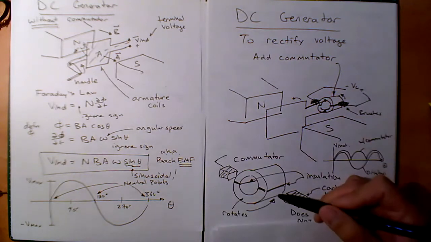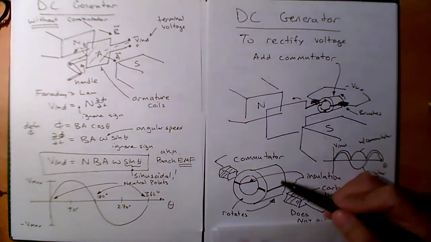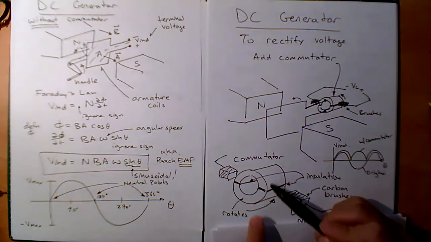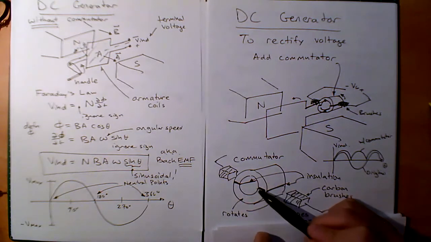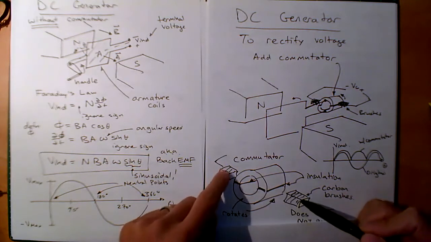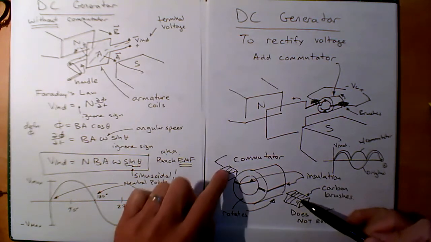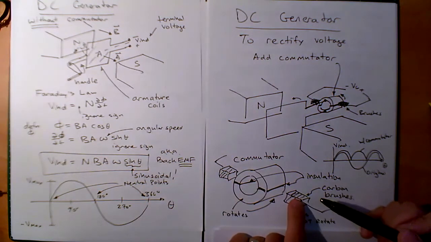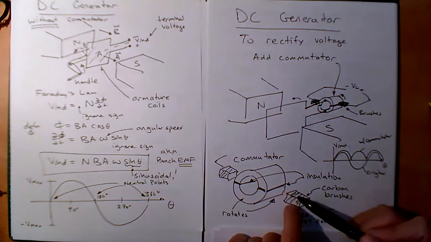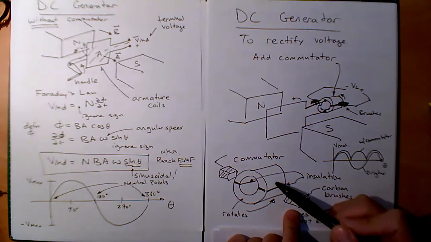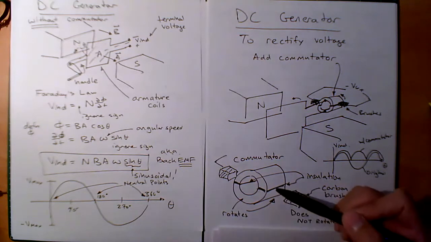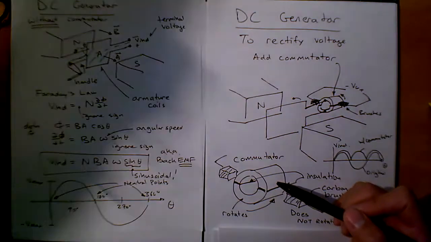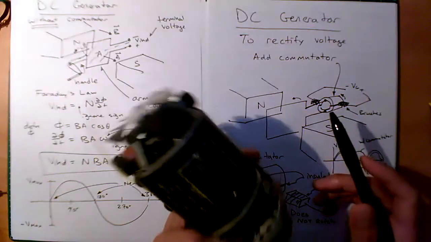And so here's a zoomed in view of what I'm talking about. You have two commutator sections. You have an insulation section separating these two electrically, and you have these brushes. The brushes do not rotate, but the commutator does, okay? And the reason why they use carbon brushes is so that you don't weld your conductive material to the copper commutator. And here's a physical commutator right here.